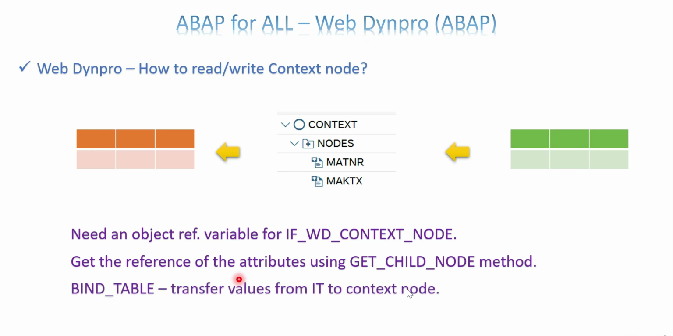And once you get the control of the child node, then you can use a method called bind table. It's not set attribute, get attribute. It's a different method called bind table because we are going to deal with the node directly, not with the attributes. So bind table will allow you to transfer the value between your internal table and your context node.